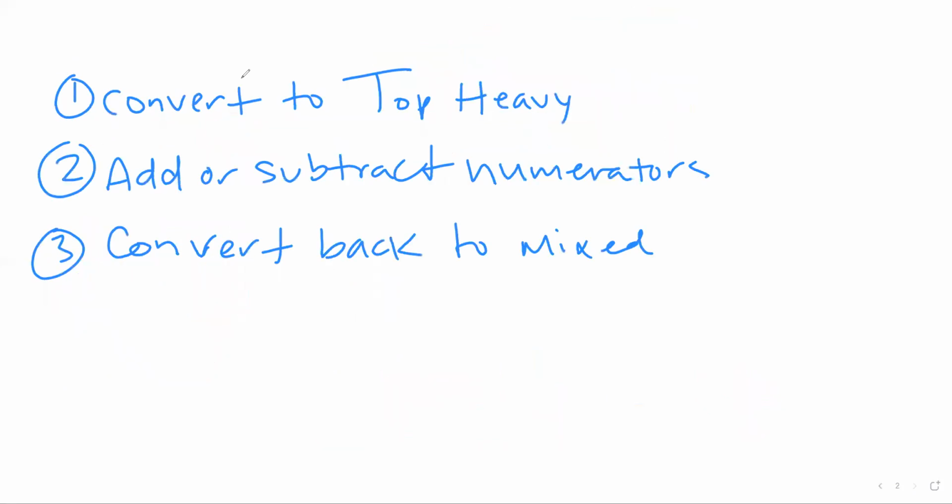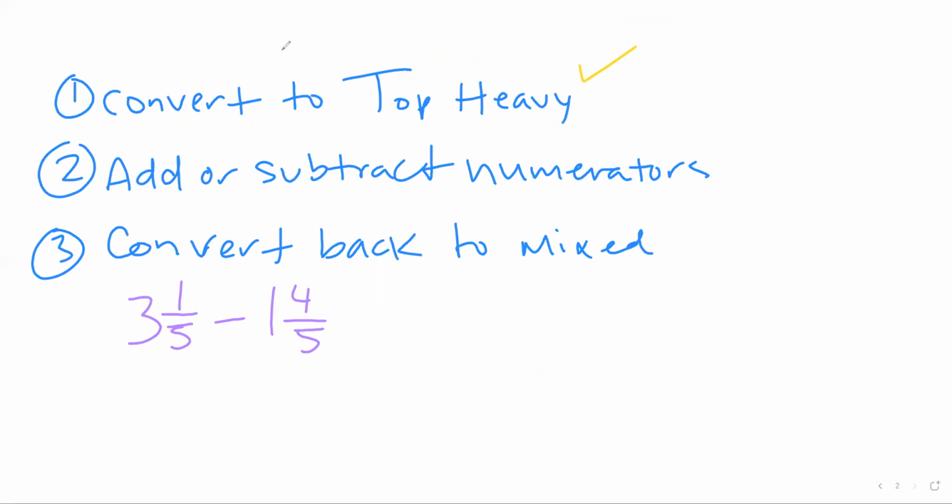We're going to follow another 3-step process, and I'm going to use the same problem this time, where I have 3 and 1/5 and I'm going to subtract 1 and 4/5. We can apply this to adding or subtracting mixed numbers. It's a 3-step process that looks like this. First, we're going to convert our fractions to top heavy.